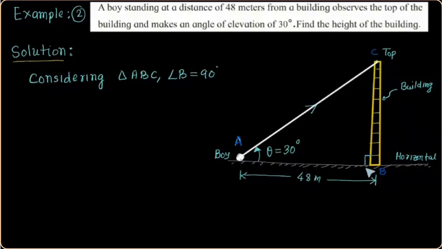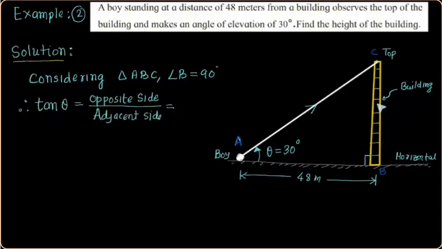So we have the adjacent side. The opposite side is not given to us. So I can use tan theta, because tan theta is the ratio of opposite side to the adjacent side. An angle is given to us. Therefore, tan theta will be equal to opposite side divided by adjacent side. So here the opposite side is this side, which is BC, and adjacent side is AB here.